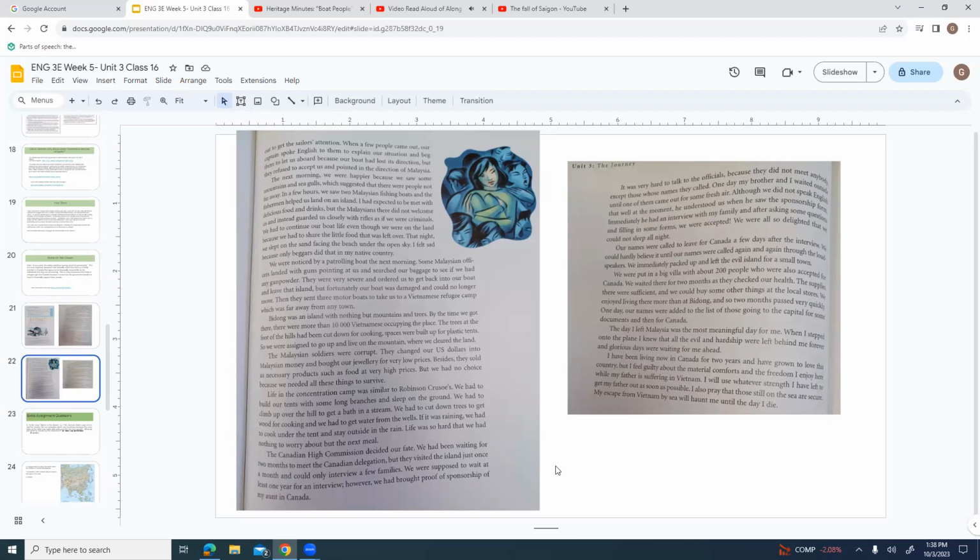The next morning we were happier because we saw some mountains and seagulls, which suggested that there were people not far away. In a few hours we saw 2 Malaysian fishing boats, and the fishermen helped us land on an island. I had expected to be met with delicious food and drinks, but the Malaysians there did not welcome us, and instead guarded us closely with rifles as if we were criminals.